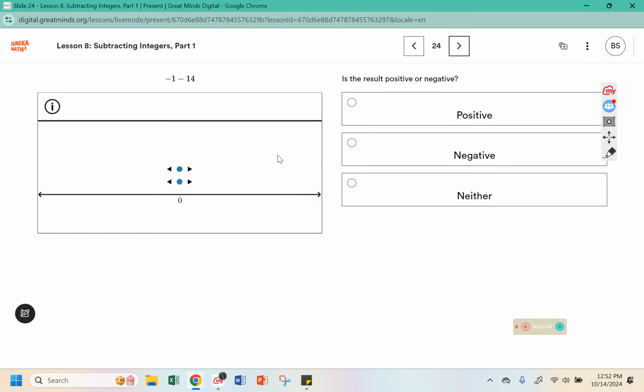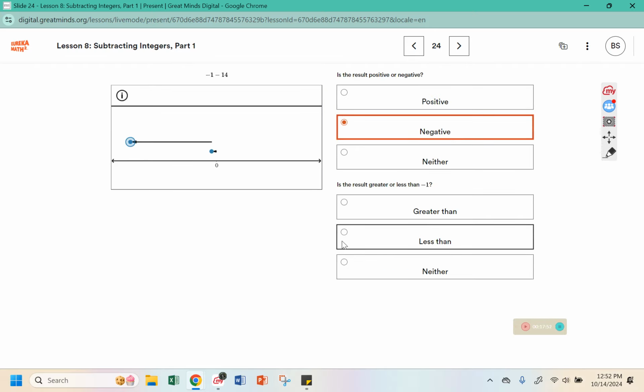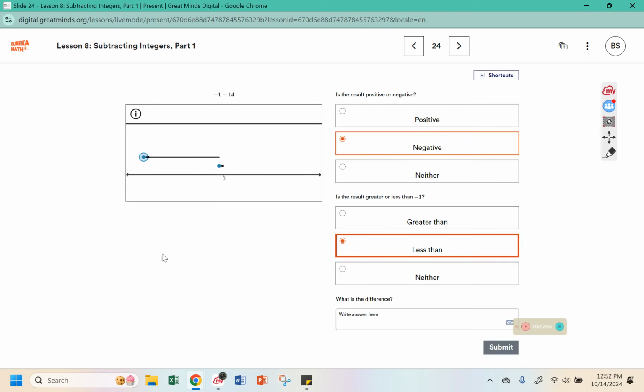Is the result negative or positive or neither? So we're going to go back 1 and then we're going to go back 14. This is going to result in a negative. Is it greater or less than -1? It is less. It's farther to the left on the number line. What is the difference? -1 and then go back 14 puts us at -15 on the number line.